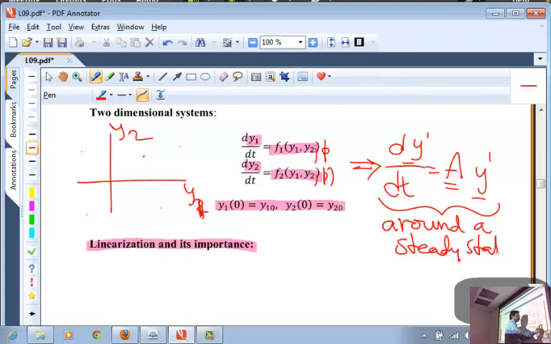So you give me different steady states, I can develop that model. So the matrix A will depend on the steady state itself. Okay. How do we do that? We do that by proposing the following.